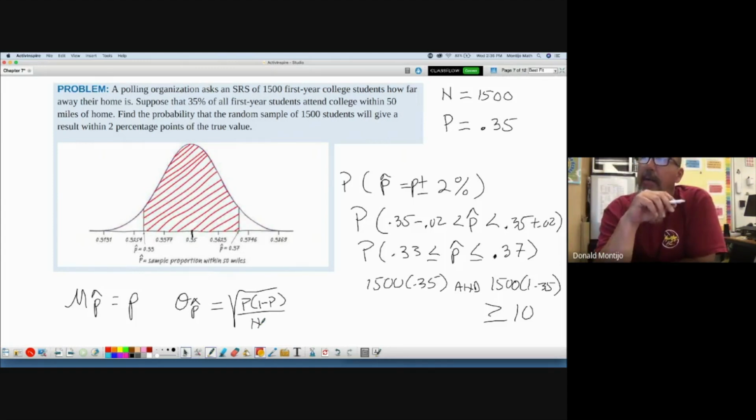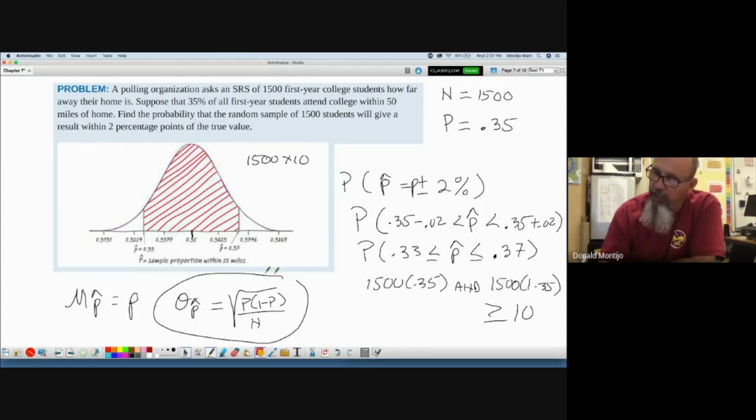So the sample size is 1,500. What's the population? All college students. So I have to ask myself, are there more than 1,500 times 10 college students? Are there more than 15,000 college students? Well, yeah, absolutely there are. Therefore, I am allowed to use this formula to find the standard deviation.